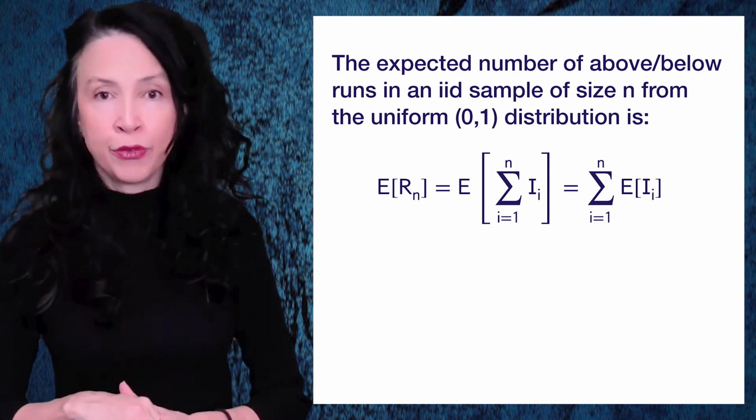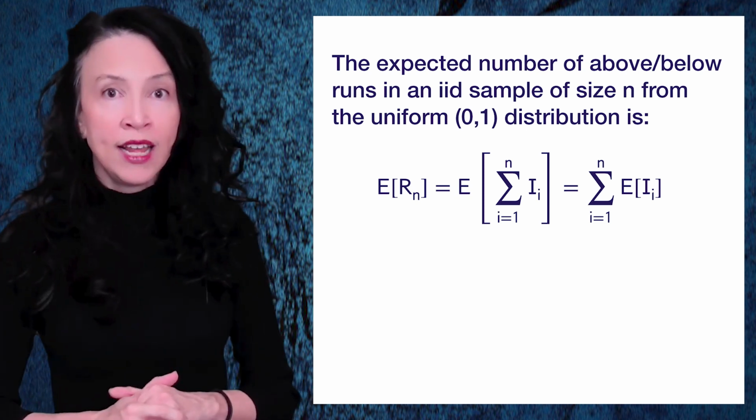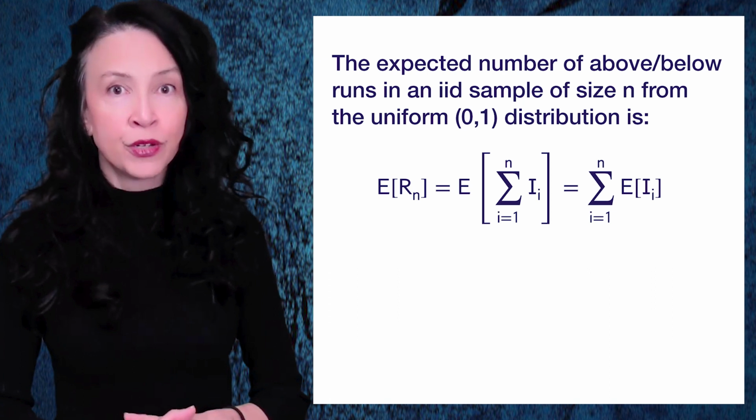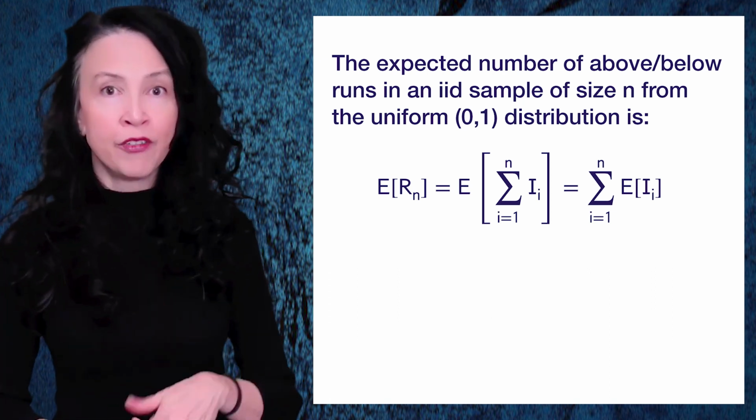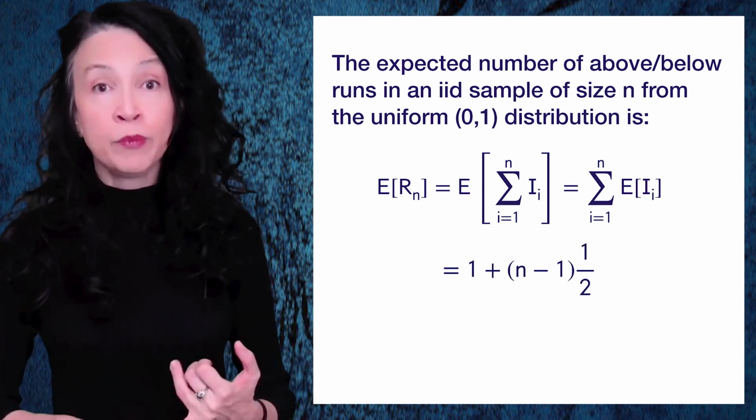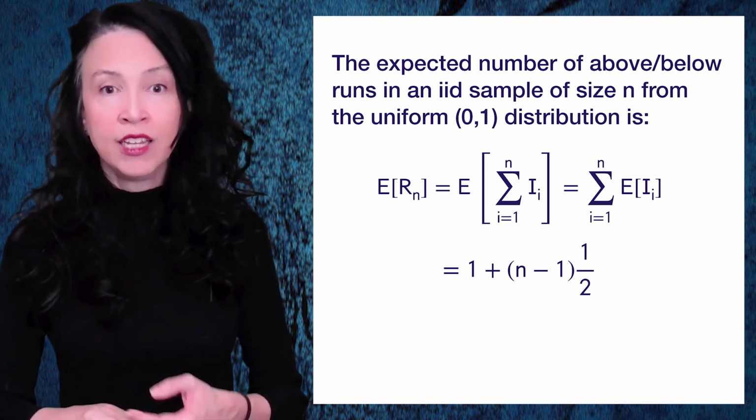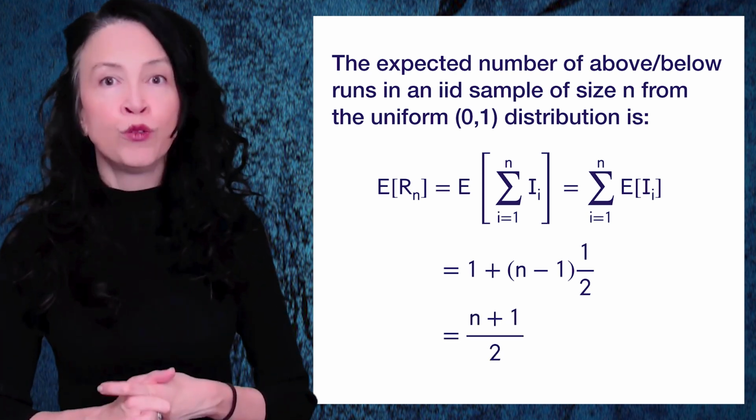We run the expectation through. The first value here is 1, and all the other values are 1/2. So there's n minus 1 additional values after you knock off the first one. So we get 1 plus n minus 1 times 1/2. Put that together, you get n plus 1 over 2.